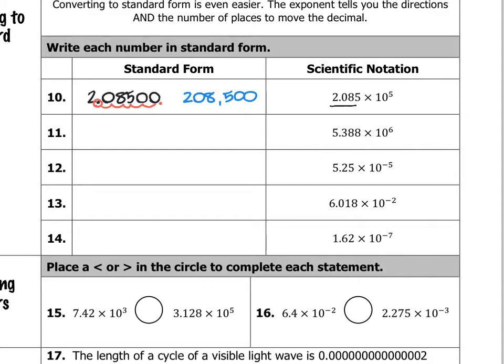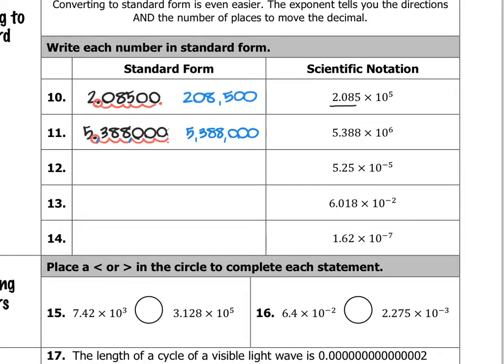Okay, same thing for number 11, 5.388 times 10 to the 6th power. I have a positive exponent, so this is going to be a large number. So I'm going to write my first number, I'm going to put some zeros to the right, and I'm going to move that decimal point 6 units to the right. 1, 2, 3, 4, 5, 6. So the decimal ends there. So these zeros to the right of the decimal are not necessary to have. Okay, and so let's think about what this number is in standard form. This would be 5,388,000.